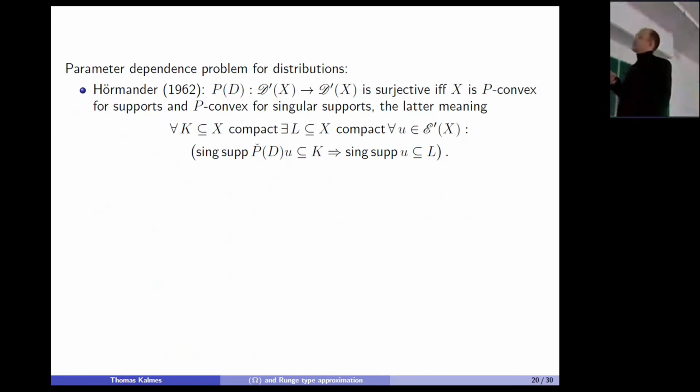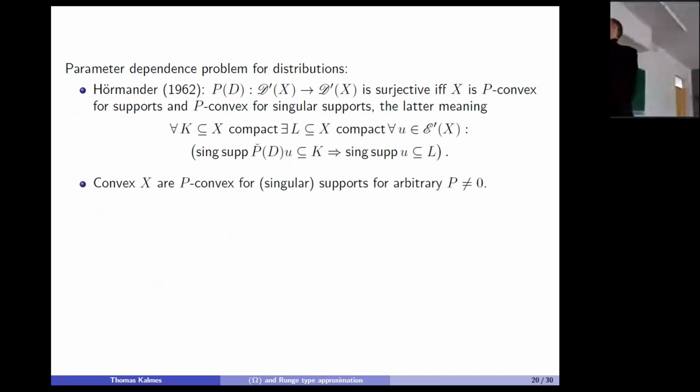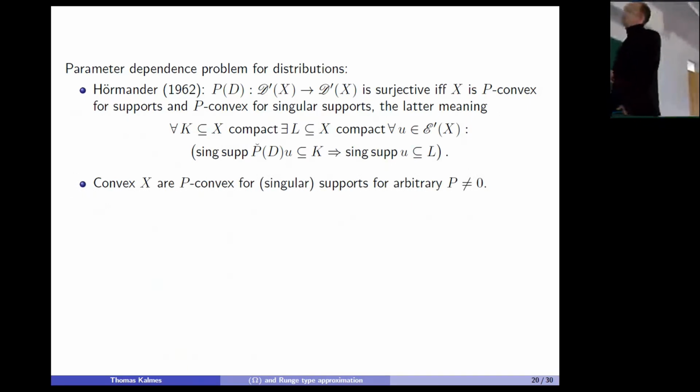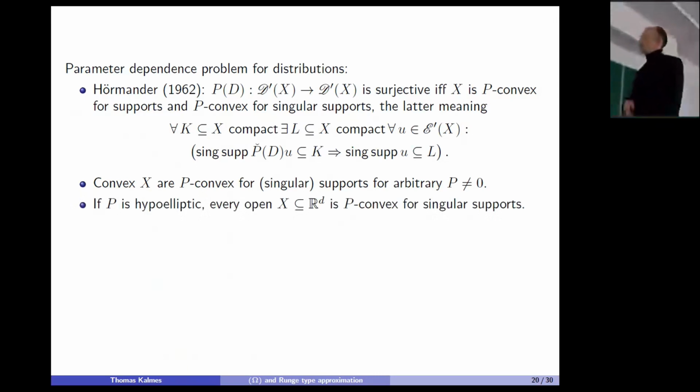You only have to replace the supports by the singular supports, where the singular support of a distribution is the complement of the largest open set in its domain where it is representable by a smooth function. Again, the notion of P-convexity for singular supports stems from the fact that convex sets always have this property, and now the good operators are the hypoelliptic ones, which in particular contain the elliptic operators.